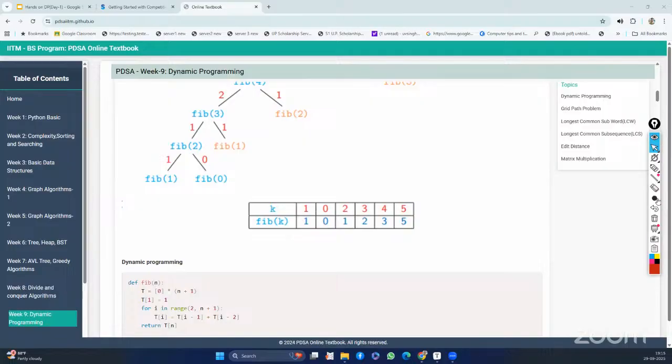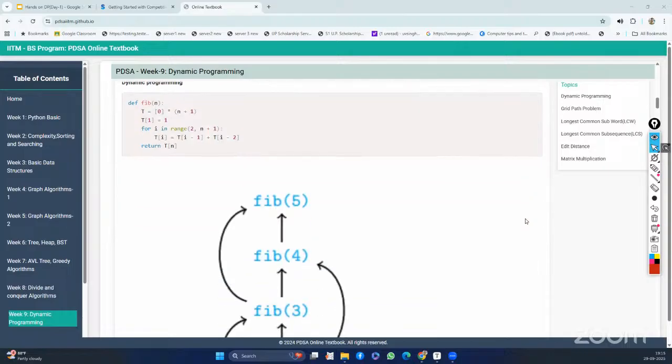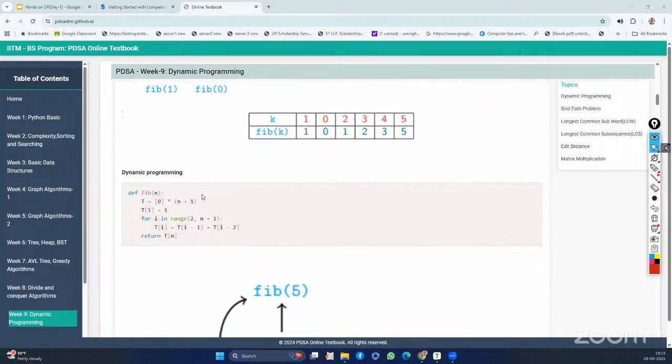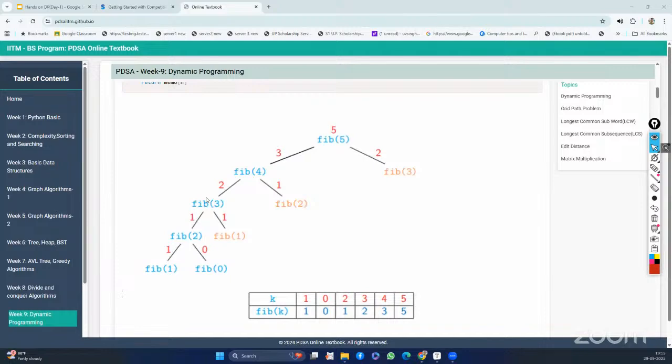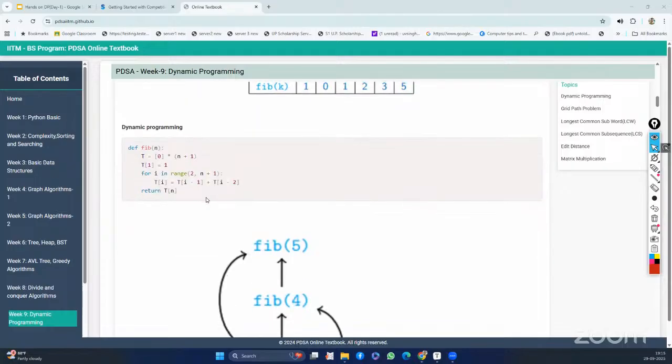Now that comes to the next. This is also basic dynamic programming, but this is called bottom-up. The previous one was also dynamic programming, but that was the top-down approach. Now this is the bottom-up approach, or tabular approach, in dynamic programming.